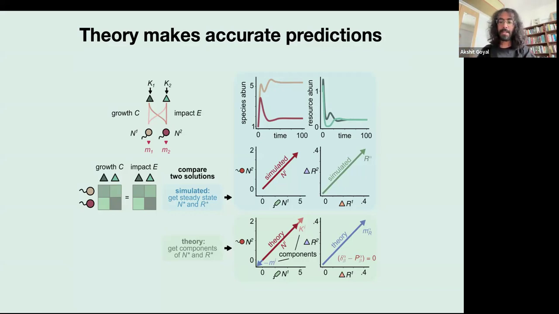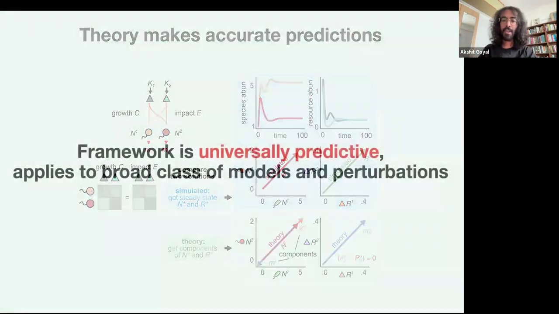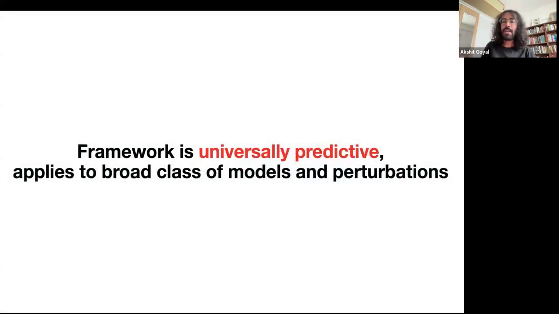Right, so of course, this works in a simple setting. This is all about the MacArthur consumer resource model, which is simple. You can do linear algebra and so on and so forth. But I want to highlight here very quickly that actually this framework, this idea of thinking about susceptibilities as these key objects, is universally predictive and applies to a broad class of models, and in fact also to a broad class of perturbations. So not just resource supply perturbations or mortality perturbations, but a very broad class of perturbations.